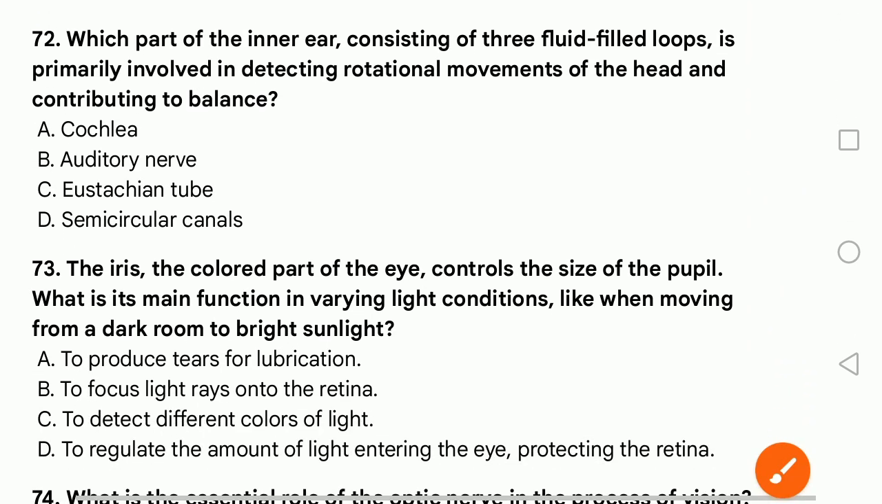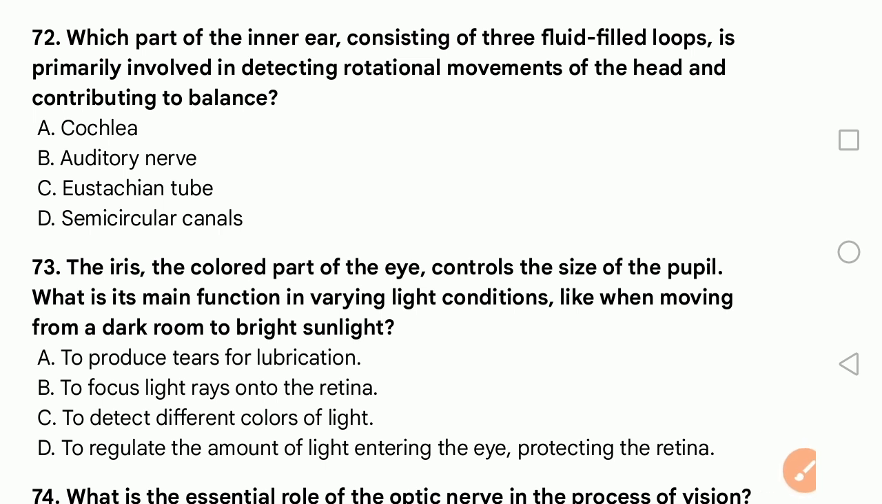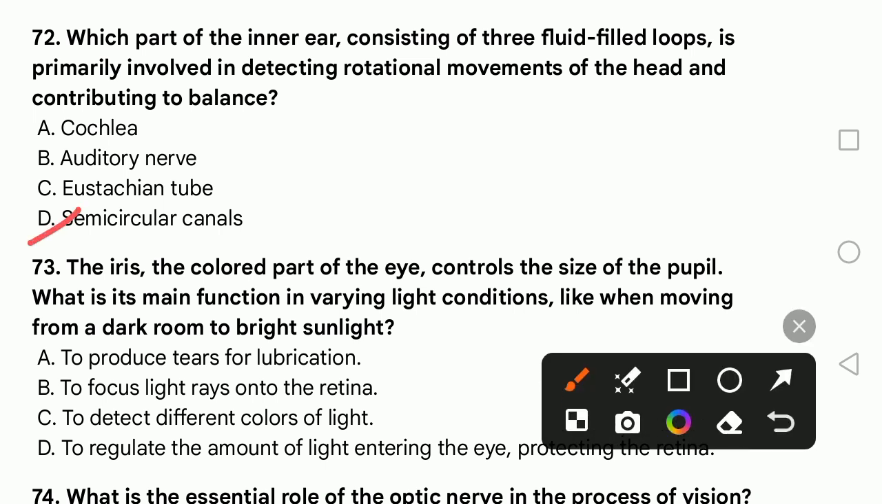72. Which part of inner ear consisting of three fluid-filled loops is primarily involved in detecting rotational movement of the head and contributing to balance? Semicircular canals.